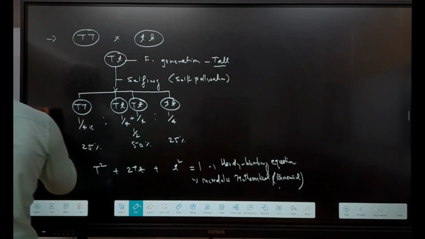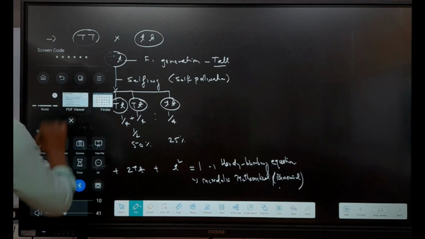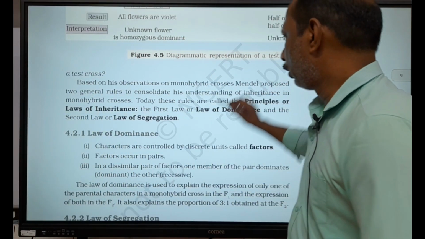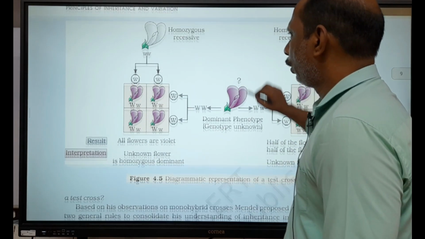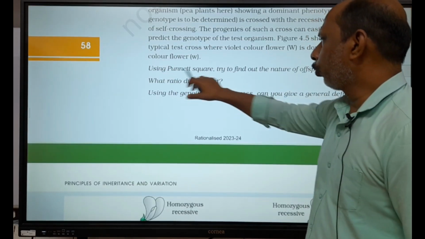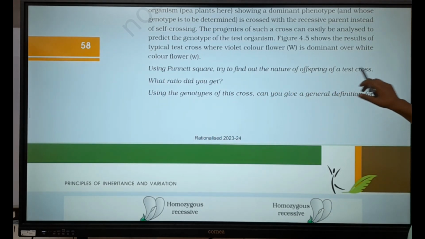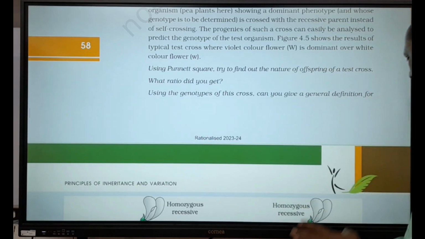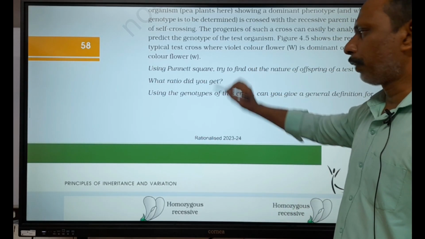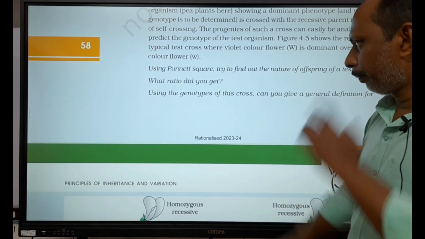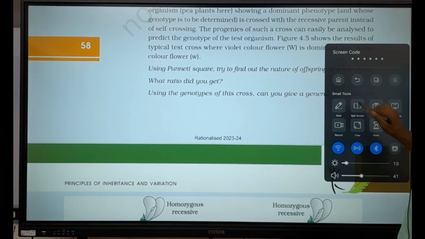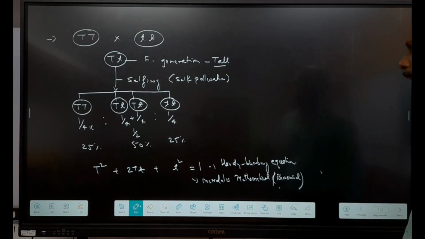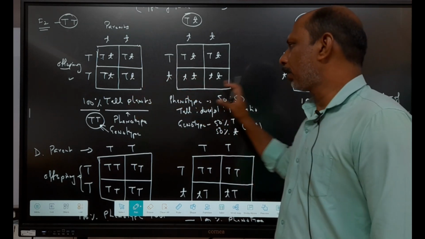Okay, come to NCERT, right? Also in NCERT a figure is given, and through this figure they explain to us how a cross works. Look, what question is there? Use Punnett square. Try to find out the nature of offspring of a test cross. What ratio did you get? So I already tell you here, right? You can see when we use this Punnett square, what ratio you get?